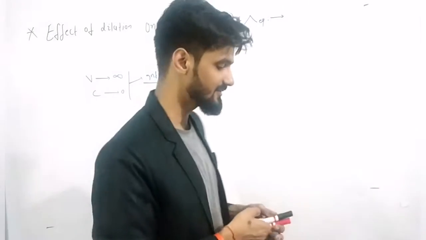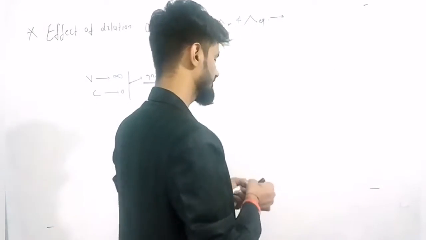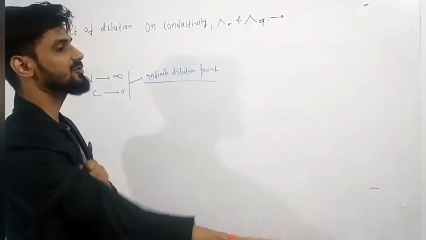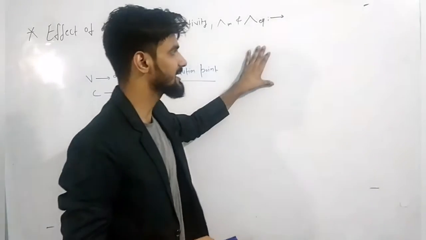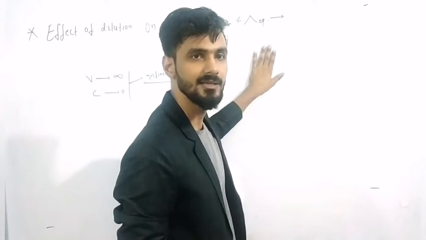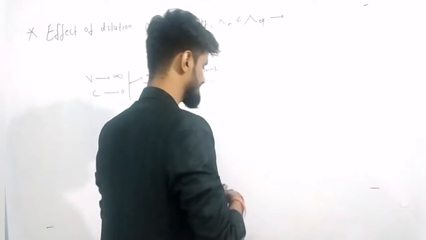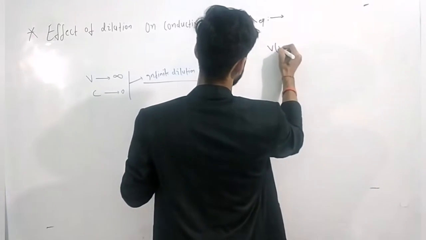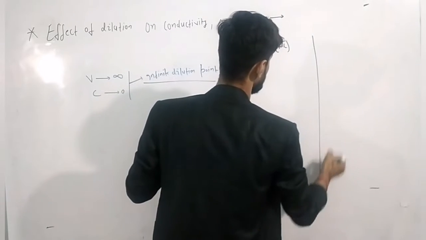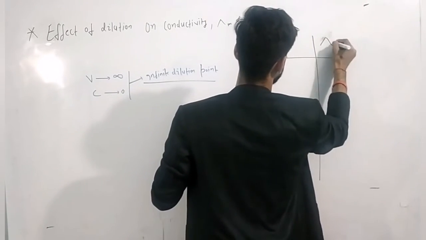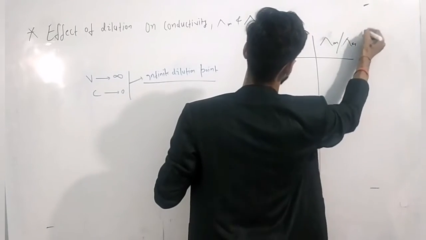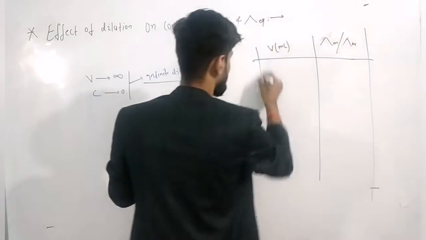Just understand. I have told you, in the case of a strong electrolyte, if you dilute the electrolytic solution, the equivalent conductance and molar conductance will increase. So I am taking volume in milliliters, and here I am taking kappa molar, or you can take kappa equivalent also. I am taking these two values.